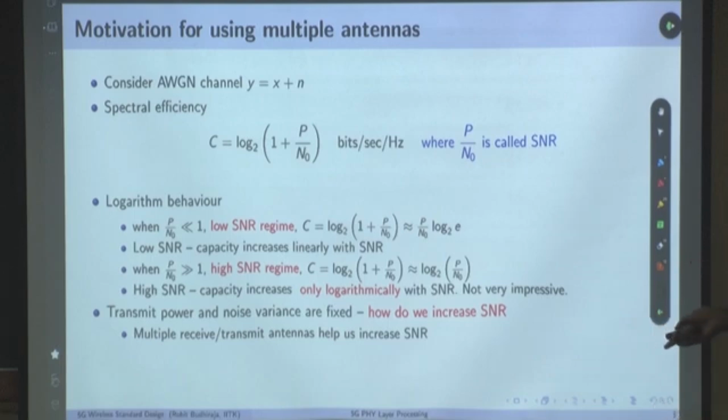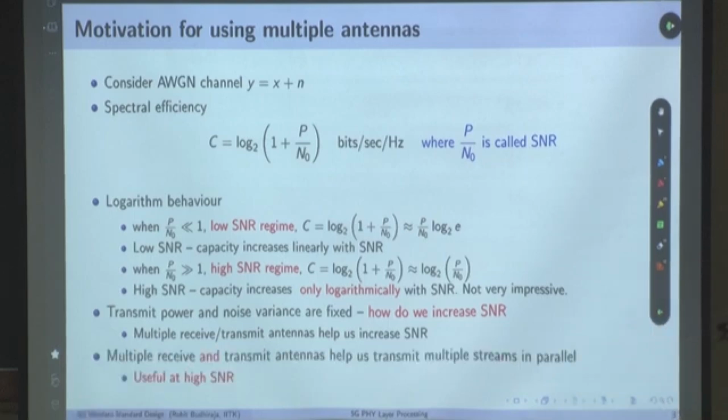But in the high SNR regime, you should have multiple antennas at both the transmitter and the receiver. Then you can transmit multiple symbols in parallel. What are we saying here? On the same PRB, just for example, you can transmit 2 streams of data. You can transmit 2 transport blocks to make things easier for us to understand.